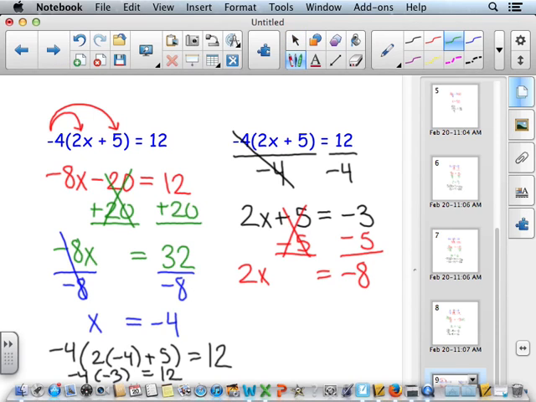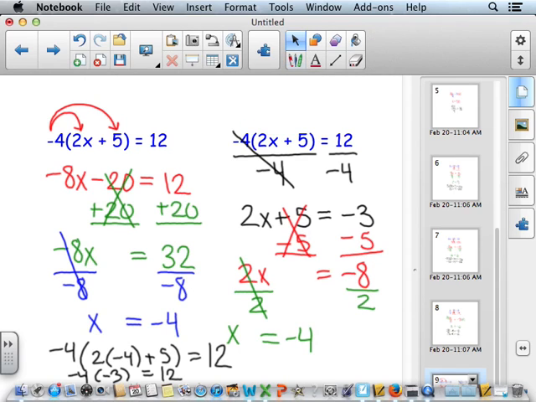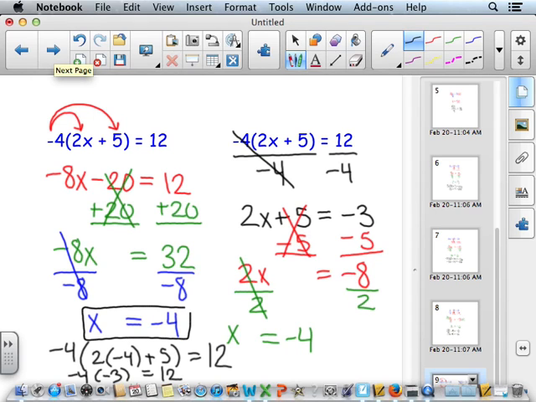I'm multiplying my variable term by 2. So to solve, I will divide both sides of my equation by 2. 2 divided by 2 is 1, and 1x is just x. Negative 8 divided by 2 is negative 4, and I get the same solution as I had when I distributed the negative 4 first, as I did if I divided by negative 4 first.